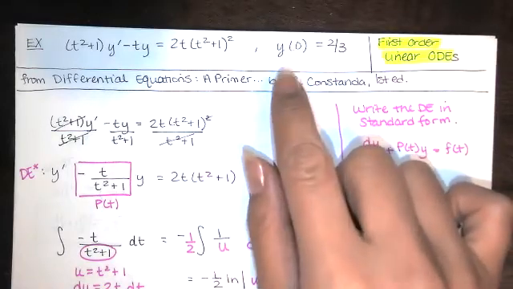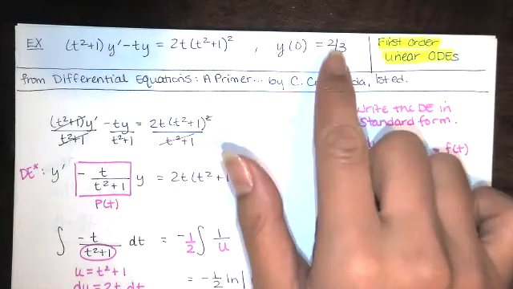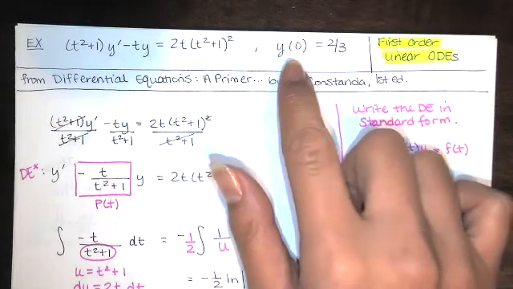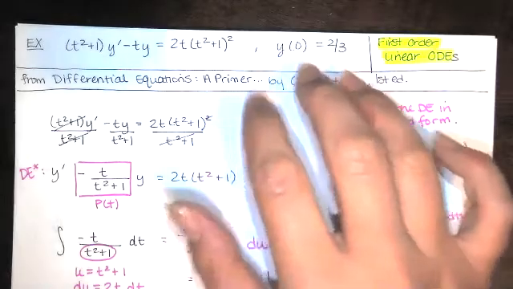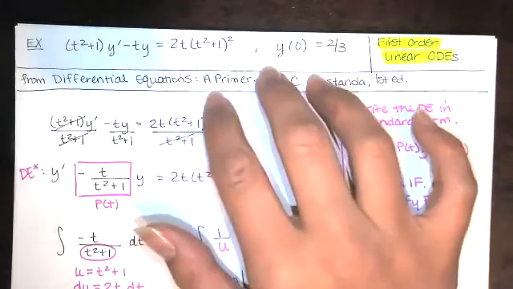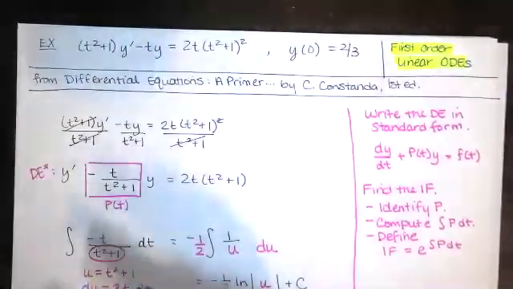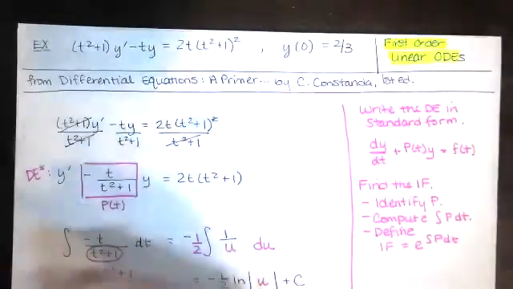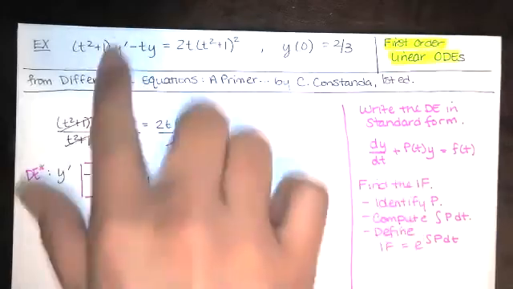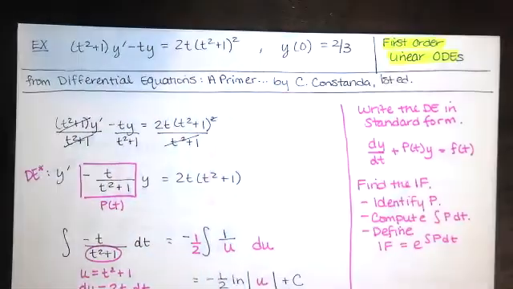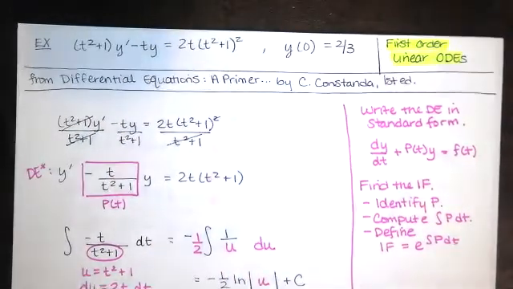I want the member of the family for which y is equal to 2/3 whenever t equals 0. So find me that member of the family. That's what this question is asking you. So first we find the family. We say, okay, these are all of the solutions that satisfy this differential equation. And now we want to pick out the particular member of the family that satisfies that.